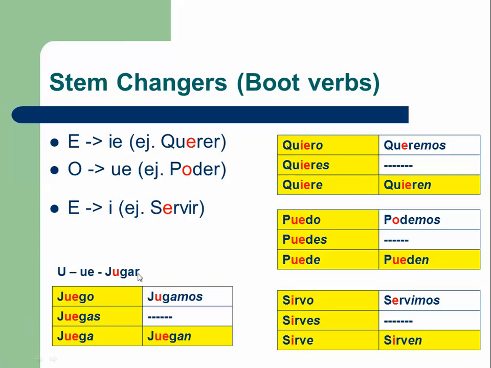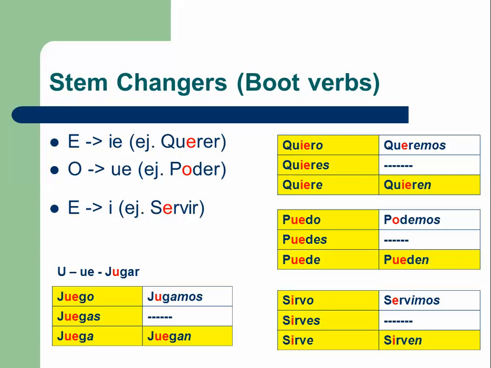And there's one funky one, jugar. There are no other verbs just like jugar. It's a U to UE stem change, and so you learn that one just by itself. Juego, juegas, juega, jugamos, juegan.